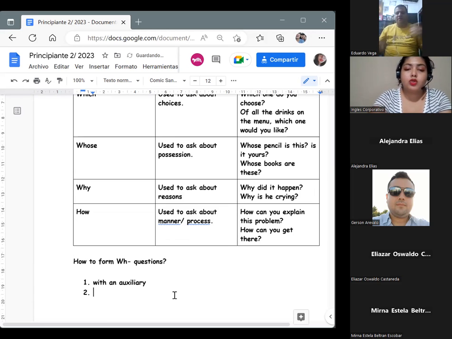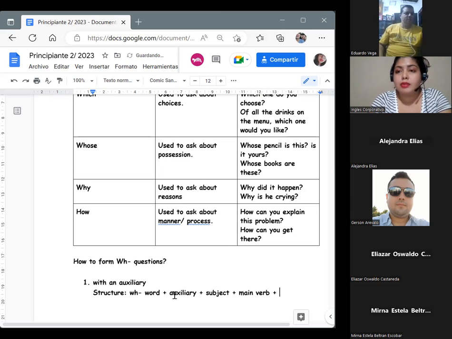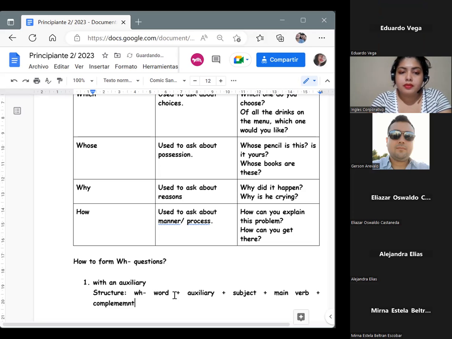So, we have the structure, that is the first thing. La estructura que vamos a seguir para crear esta pregunta. Comenzamos con la WH word, ya sea what, where, when, whose, why, how, cualquiera de las 9. WH word, then we are going to use the auxiliary. Vamos a agregar el auxiliar. Then we are going to use the subject, el sujeto. Then the main verb. Este es el verbo, ¿verdad? El original, el que estamos utilizando con esta pregunta. The complement. And the last one is the question mark.